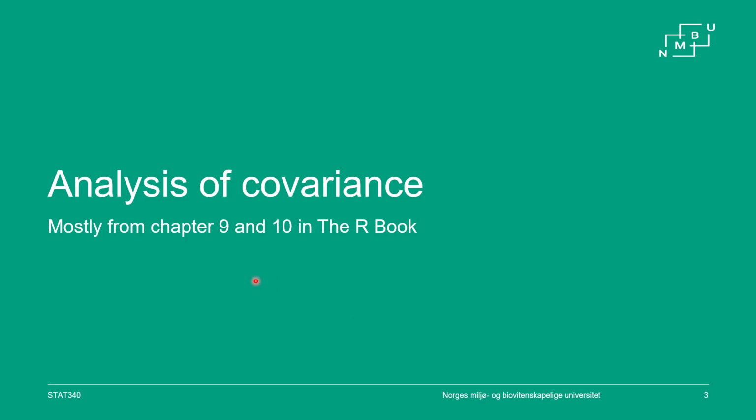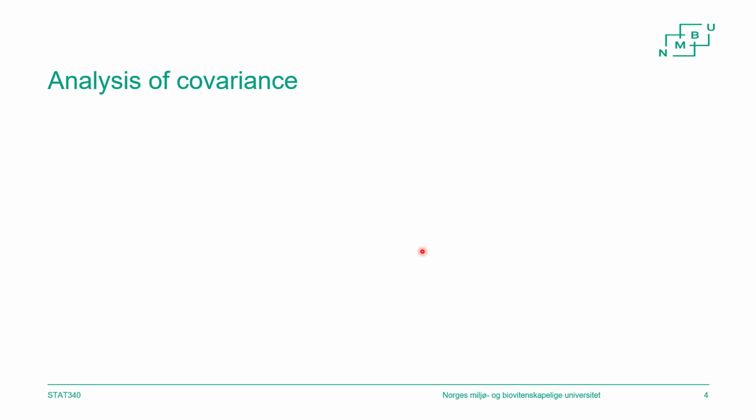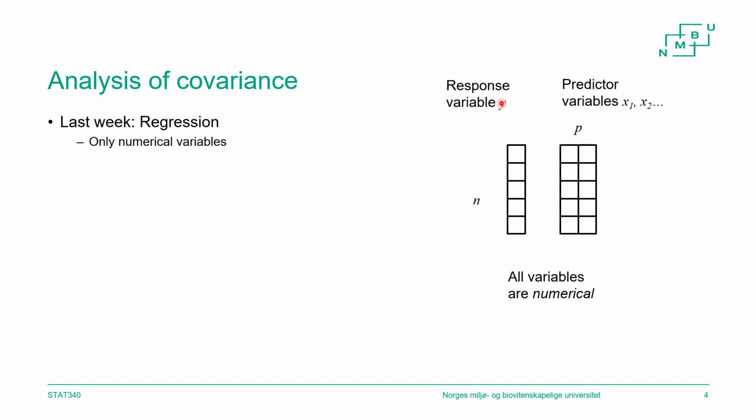Okay, so this is first about the analysis of covariance then, which is just a small extension of last week, so it's still in chapter 10 of the R book. So last week we saw regression, and then we have only numerical variables we learned. So we have a response variable here, and then we have predictor variables. 1, 2, 3, P of them. Could be many. We will see that later. However, all of them are numerical, so there are numbers in all the columns.